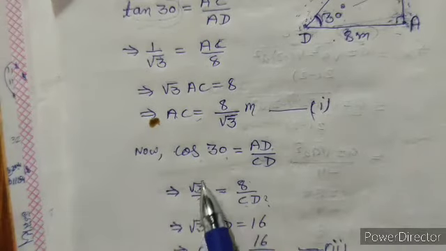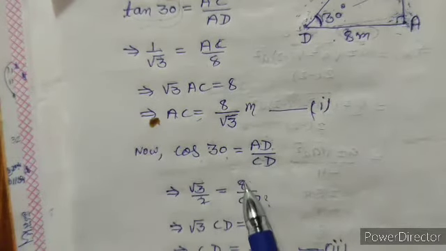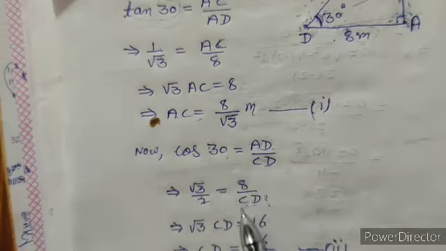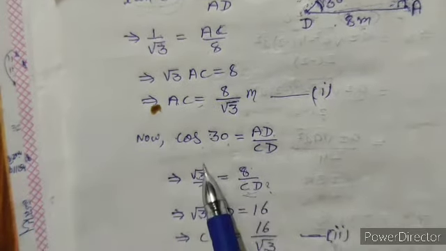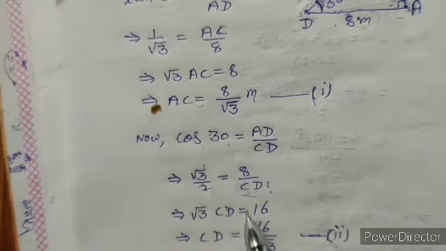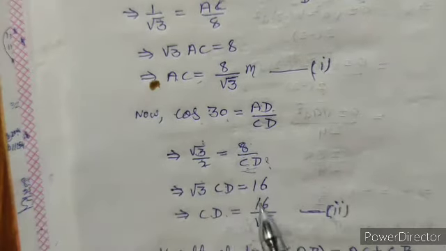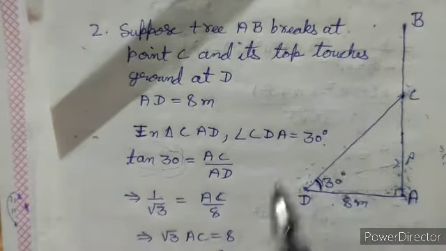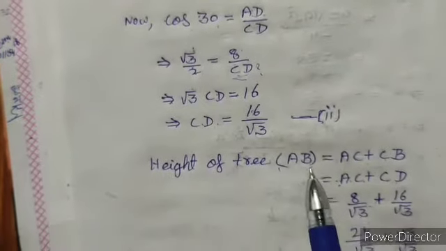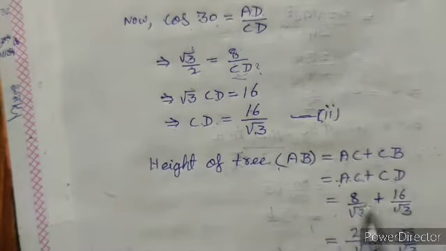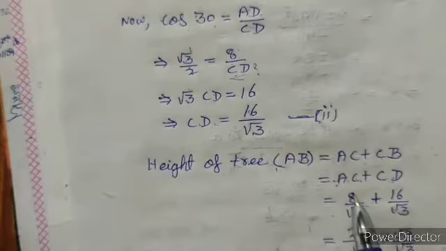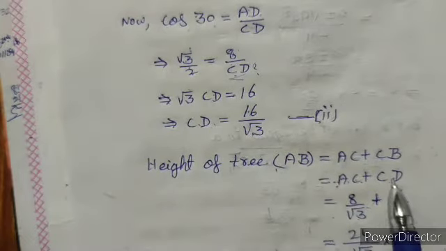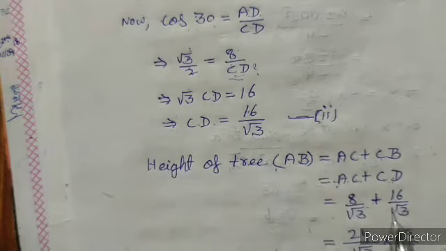The value of cos 30 is root 3 by 2 and AD was given to us as 8 and CD we have to find out. Now on cross multiplication we will get root 3 CD equal to 16 and that will give us CD as 16 by root 3. Now height of the tree AB will be equal to AC plus CB, and in place of CB we can take CD. So we can say that height of the tree will be equal to AC plus CD. The value of AC from equation first was 8 upon root 3 and value of CD is 16 by root 3.